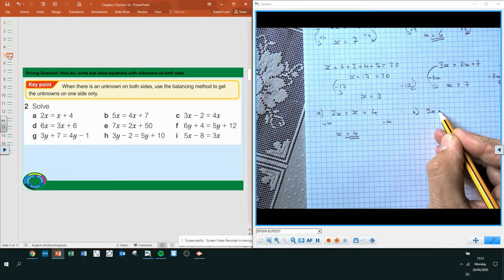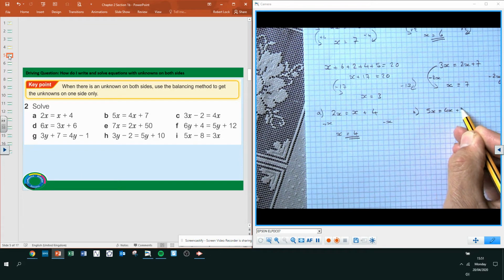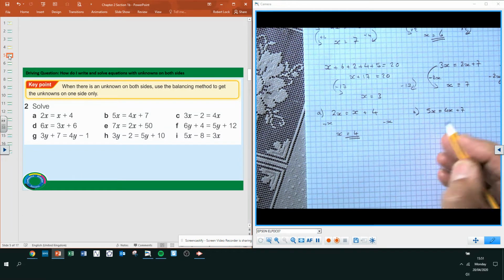B. 5x equals 4x plus 7. Take 4x away from both sides.